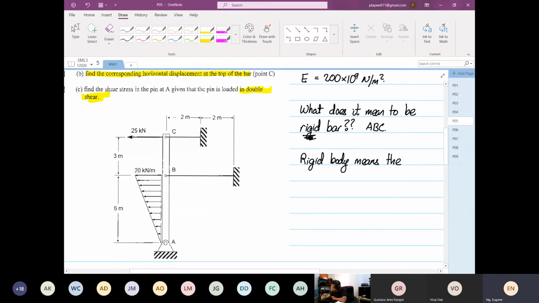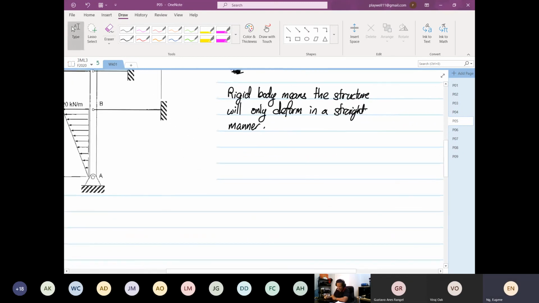So rigid means the structure will only deform in a straight manner. What do I mean by that?